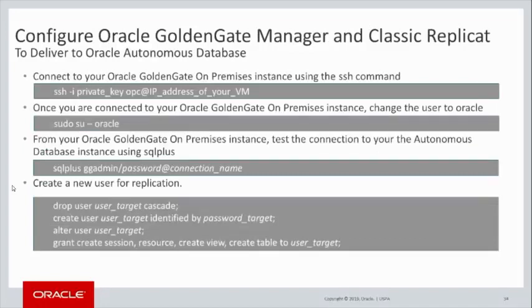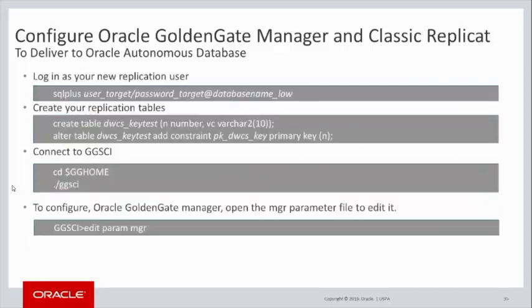Configure Oracle GoldenGate Manager and Classic Replicat to deliver to the Oracle Autonomous Database. If you're not already connected to your Oracle GoldenGate on-premises instance, connect using the SSH command. Once you are connected, change to the user oracle. From your Oracle GoldenGate on-premises instance, test the connection to your Autonomous Database using SQL*Plus, and then create a new user for replication: drop user, create user, alter user, and grant the user create resource, create view, create session, and create table.